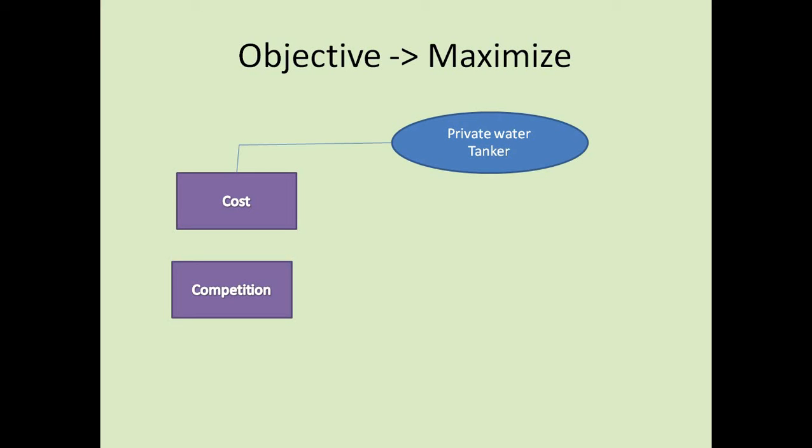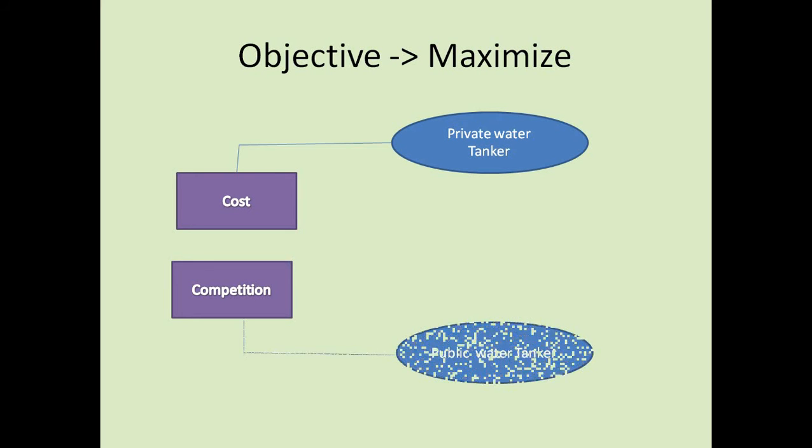So I'm going to maximize the cost. From my point of view, I am the private water tanker and I'm going to maximize the cost, so I'd probably choose the private water tanker. Whereas if I want more competition, I want to make sure that I become popular. Then I'm going to be the public water tanker, because I want the public to be satisfied. I'm sorry, I had to differentiate in this way so that you could understand this.